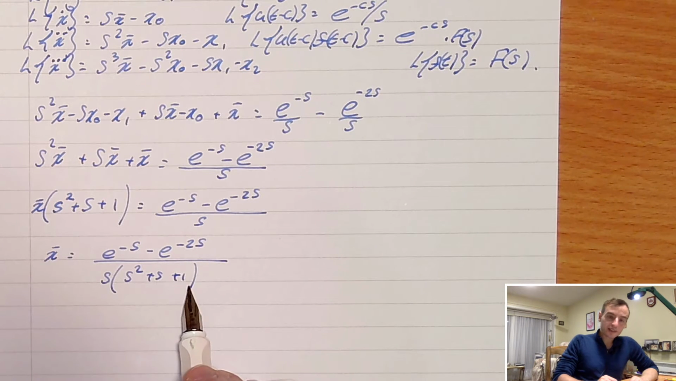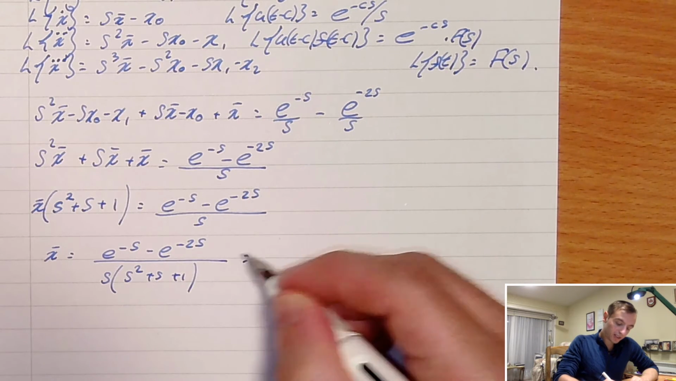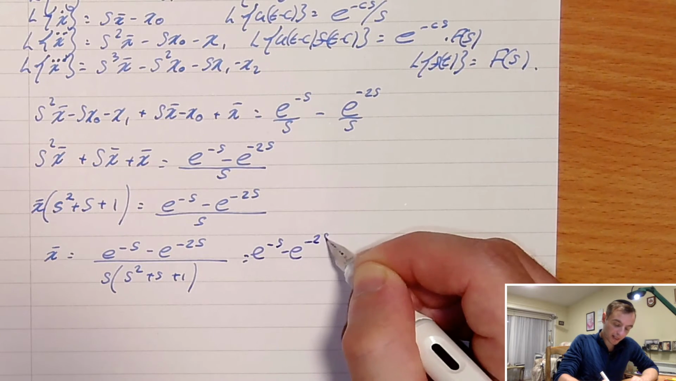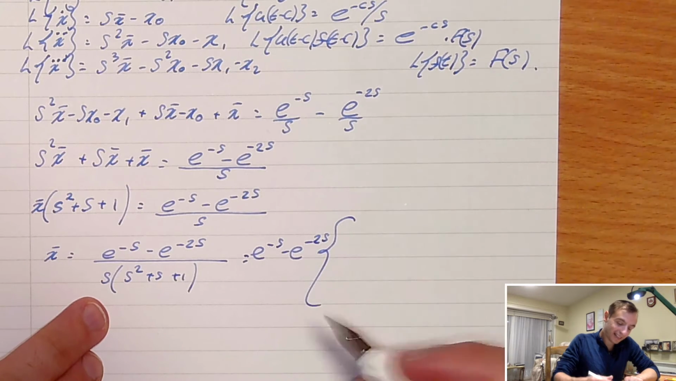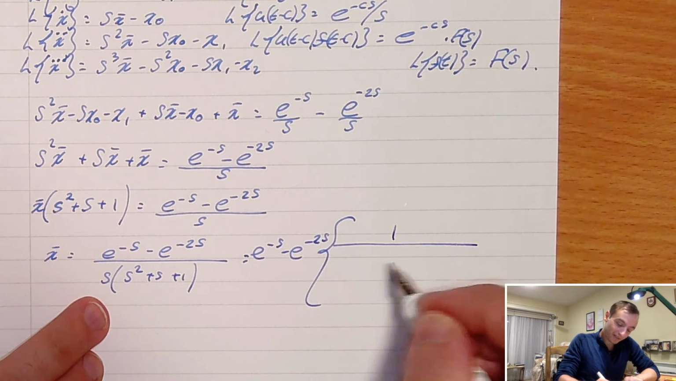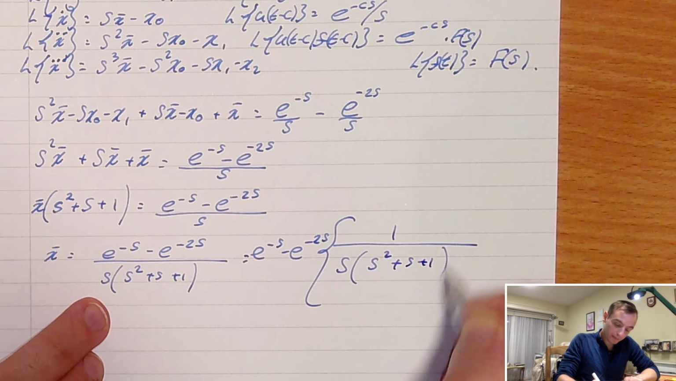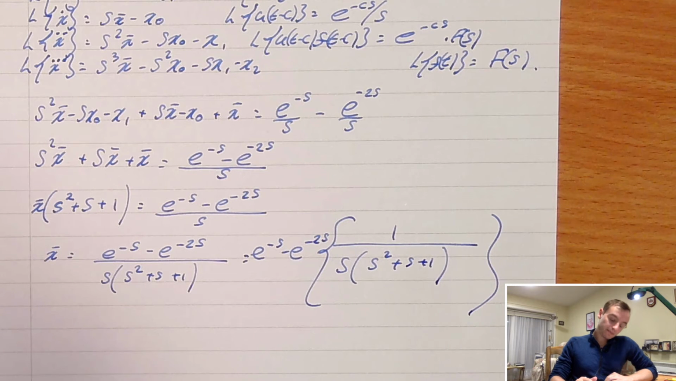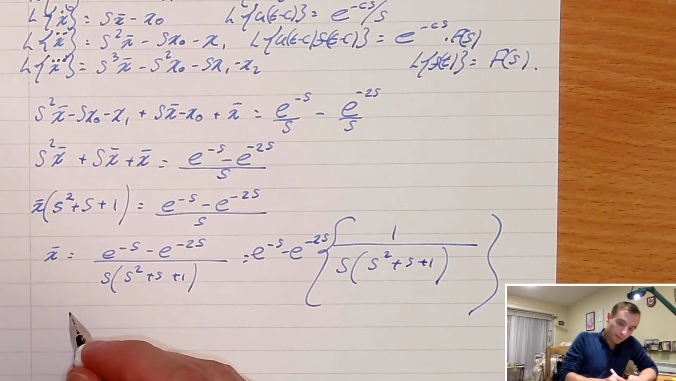Now, s squared plus s plus 1 is a non-reducible quadratic factor. So we need to think about how we're going to find the partial fractions of that. The first thing that we can do is just take e to the minus s minus e to the minus 2s out of this part of the equation, leaving 1 on s times s squared plus s plus 1. Okay, so what to do from here? We can find the partial fraction of this by saying the following.